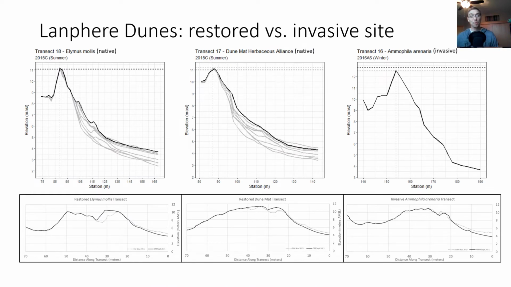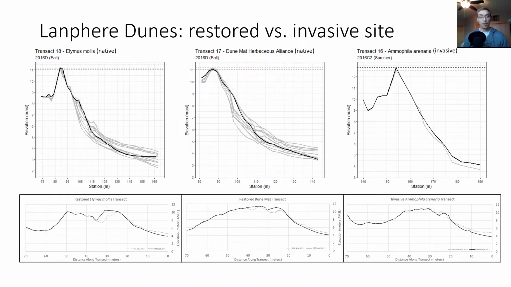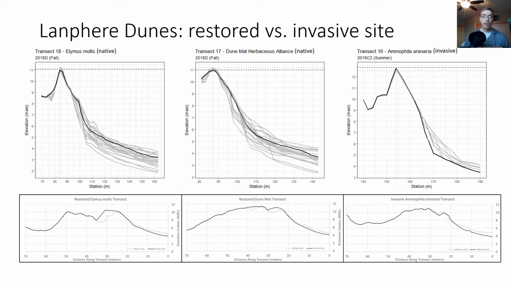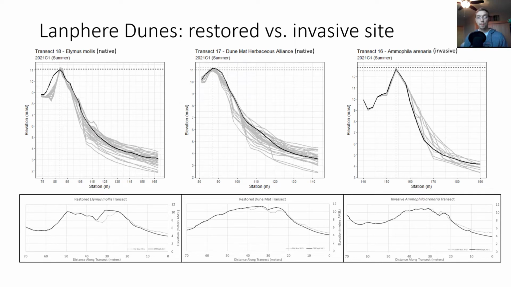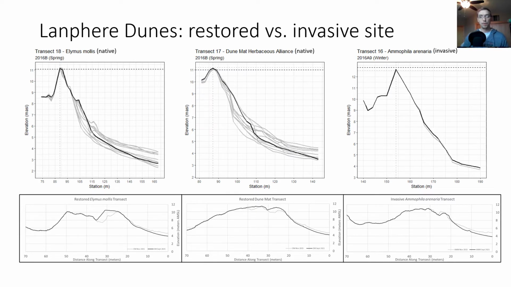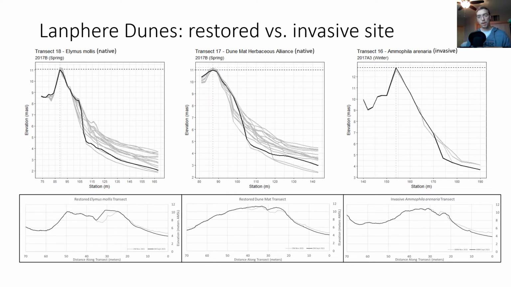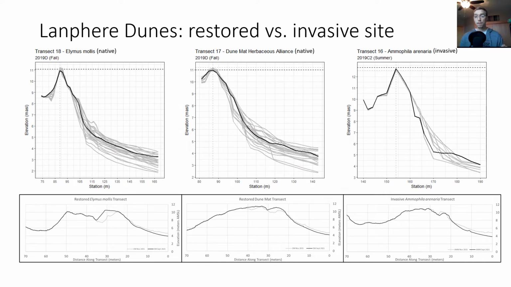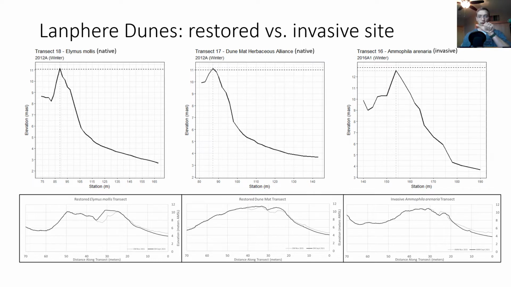And here we can see a really cool series of GIFs that I created, of how what we call the profile of the dune changed over time. So here, the ocean is this way. You can see the dune form there, the peaked form in the middle. And then landward is this way.